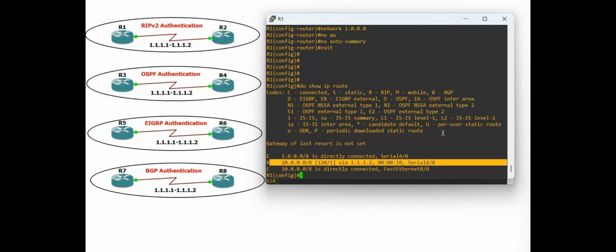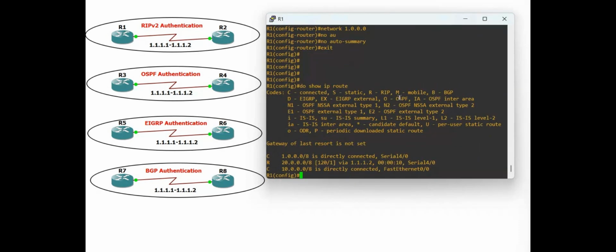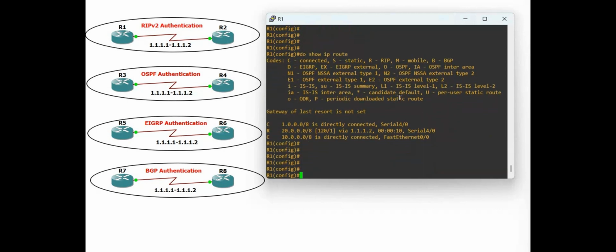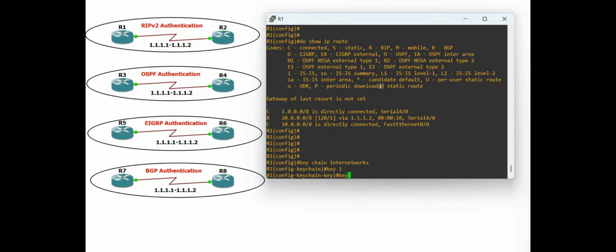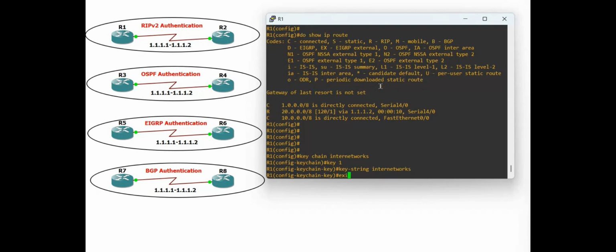Now we are ready to configure the authentication. First we need to configure the key chain and key string, and the type of authentication, meaning plain text or MD5. First the key chain name, you can use any. I'm using a simple one, and key is 1. Now key string, the name is internetworks.